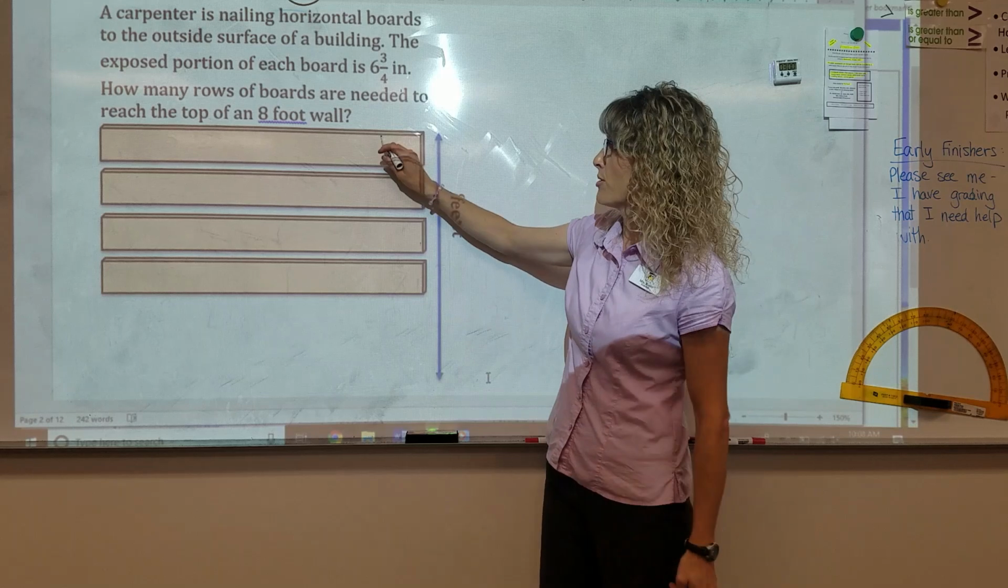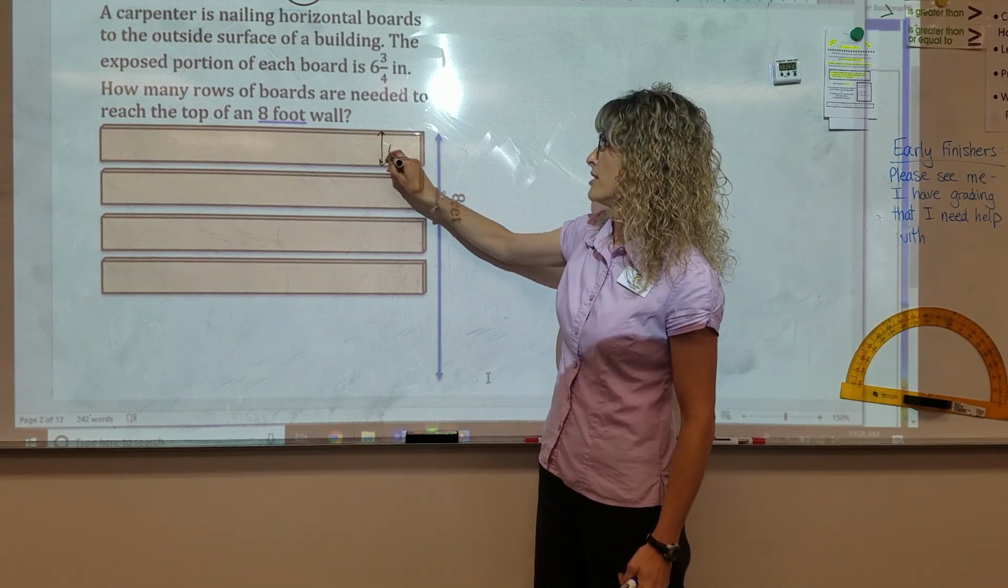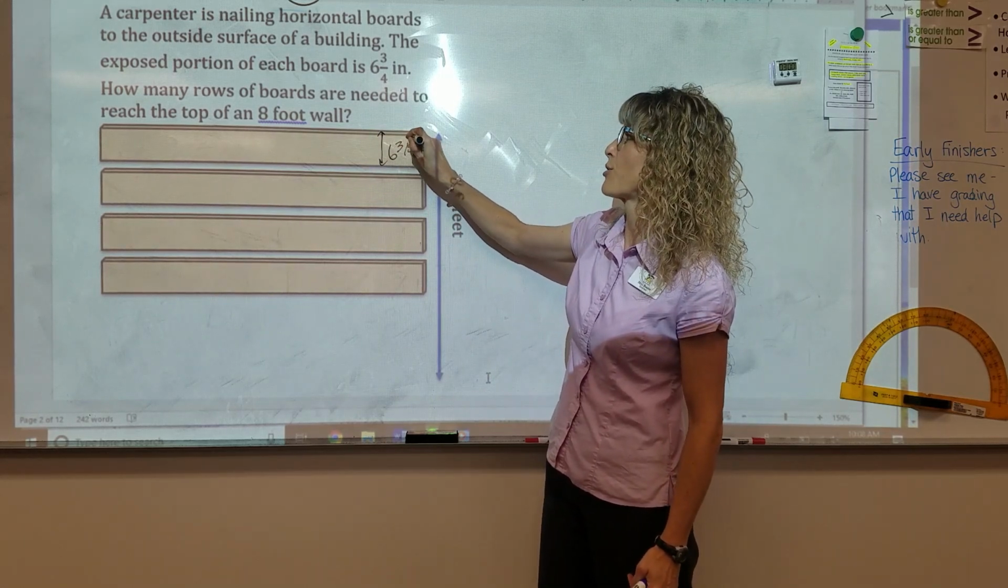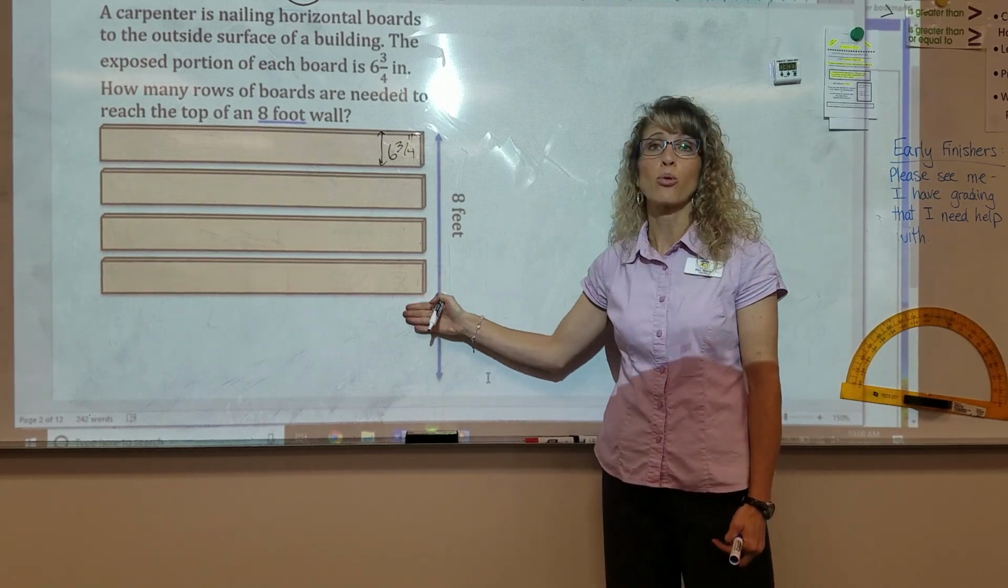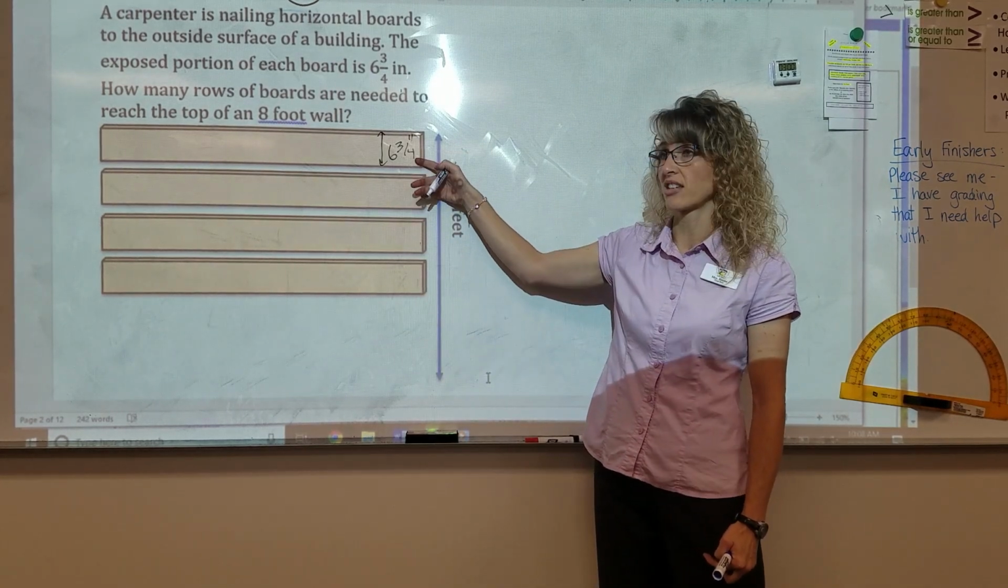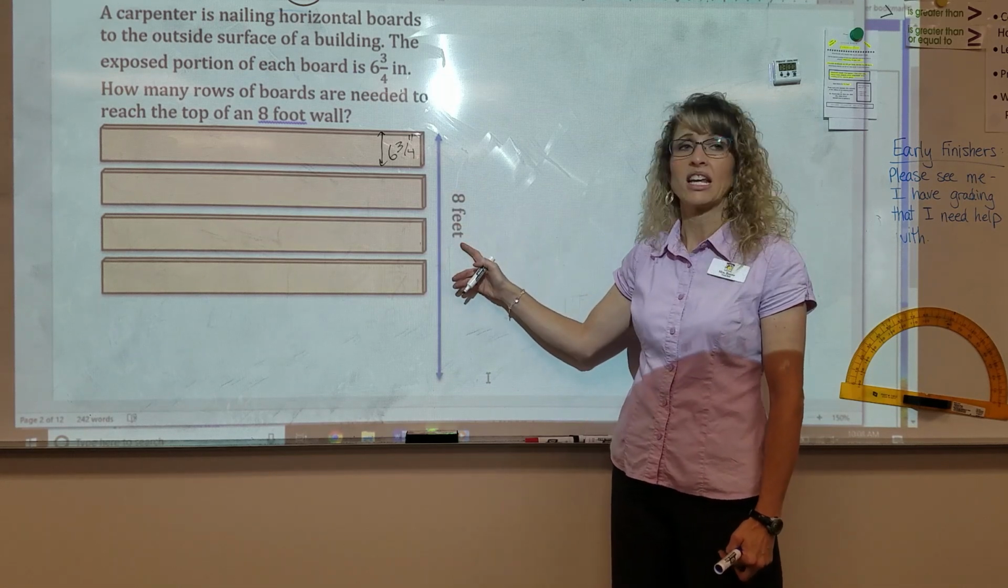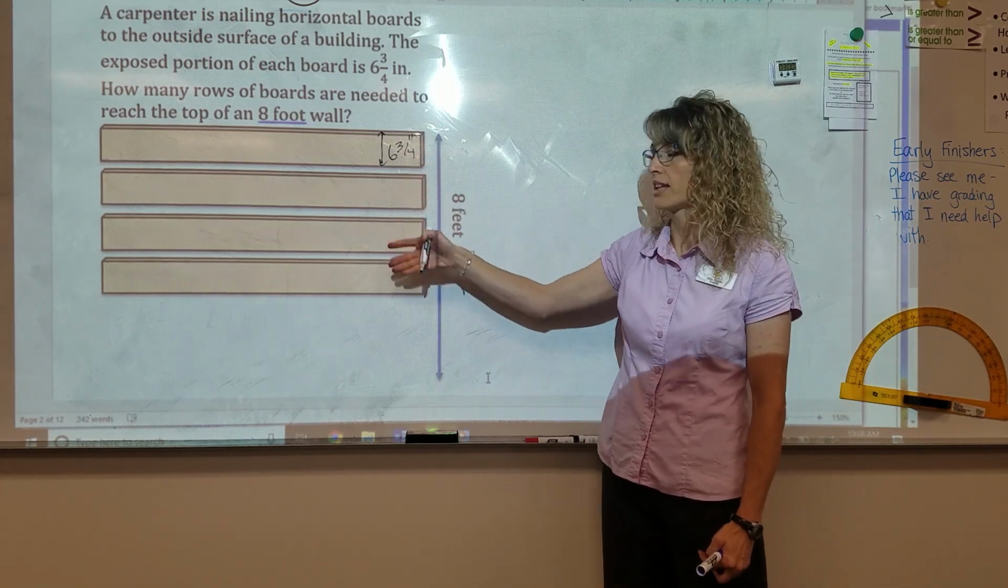So if you go to Home Depot, you buy a board. Some of them are going to be 6 3/4 inches. You've got to build a fence that's 8 feet tall. How many boards do we need? If they're each 6 3/4 inches, we need it 8 feet tall, and they're going to be stacked like this.